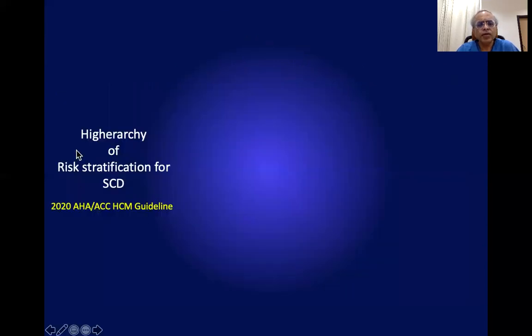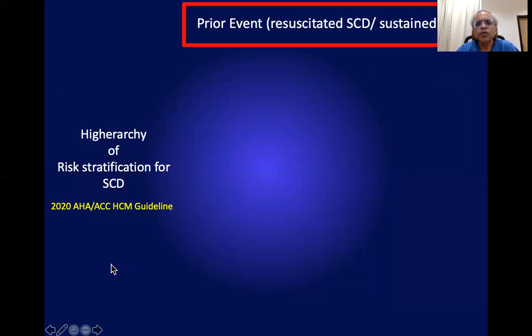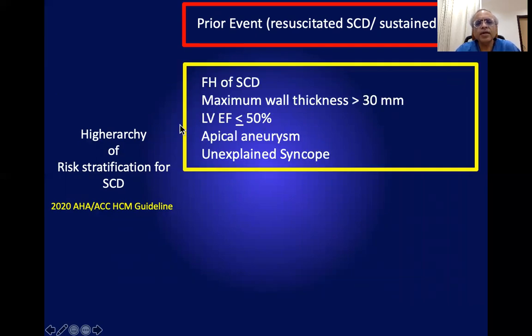So, what is the hierarchy of all these risk factors that we looked at from the point of view of sudden cardiac death? The most important one is the patient's resuscitated cardiac arrest. The next in the hierarchy is the family history of sudden cardiac death in a first degree relative, especially at age less than 50 years. Any focal maximal wall thickness of 30 millimeters, but as I said, you become cautious from 28 millimeters, ejection fraction 50% or less, apical aneurysm, unexplained syncope in the patient.